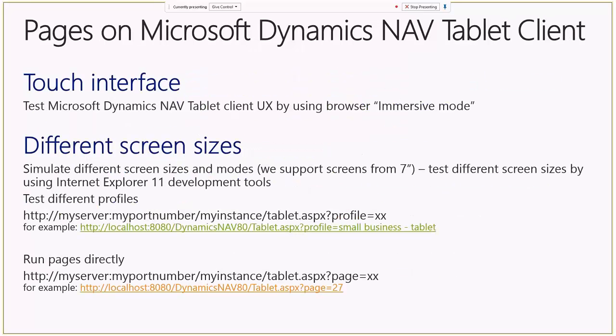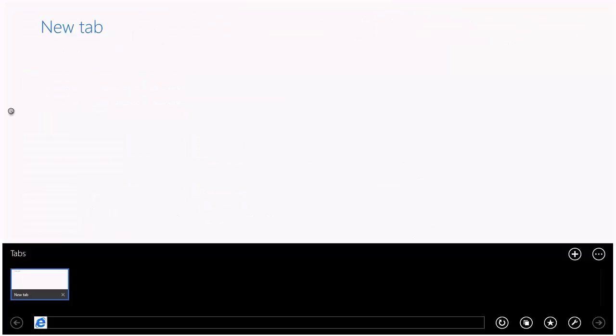If you have modified or developed some pages and you want to test them for the tablet client, you can test them in the browser, and I suggest you use the browser in immersive mode just to see how the touch interface works, because the tablet client is focused on touch interface, so it's a little bit different. So just run, for example, immersive mode. In Windows, you go to the modern desktop. This is my modern desktop and Internet Explorer.